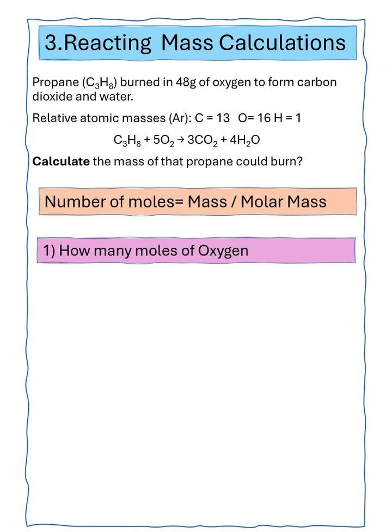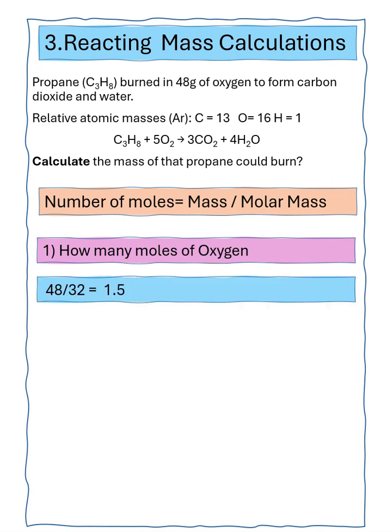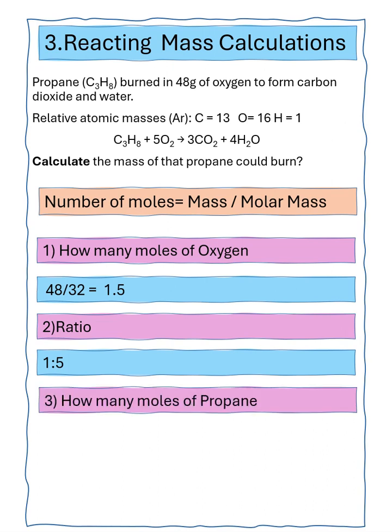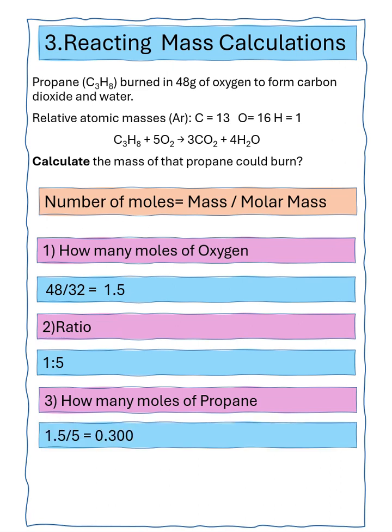So we know we've got 48 grams. The molar mass of oxygen is 16 times 2, so it's 48 divided by 32, which is 1.5 moles of oxygen. We can then look at the ratio of oxygen to propane, and we get 1 propane for every 5 moles of oxygen. So how many moles of propane? It's a fifth of 1.5, so we've got 0.3 moles of propane.